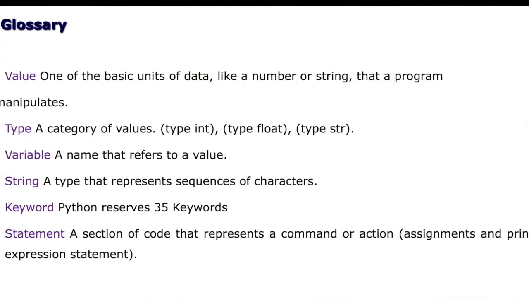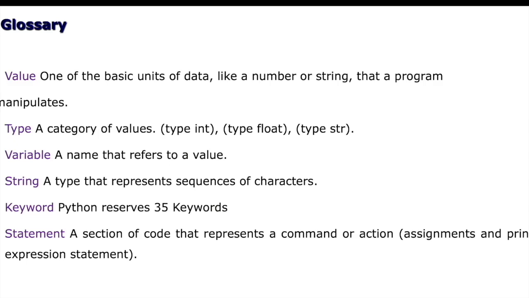So we have discussed the following points. A value is one of the basic units of data, like a number or a string, that a programmer manipulates. Type, a category of values. It includes integer, float, string. A variable, a name that refers to a value. String, a type that represents a sequence of characters. Keywords, Python reserves 35 keywords. Statement, a section of code that represents a command or action.